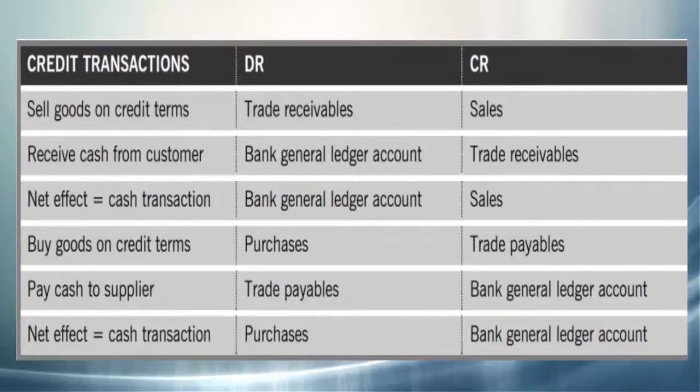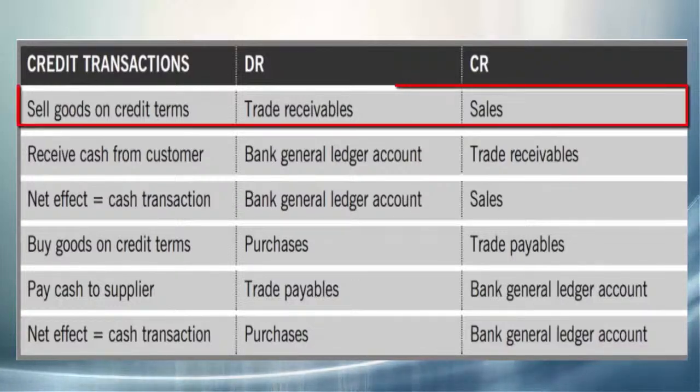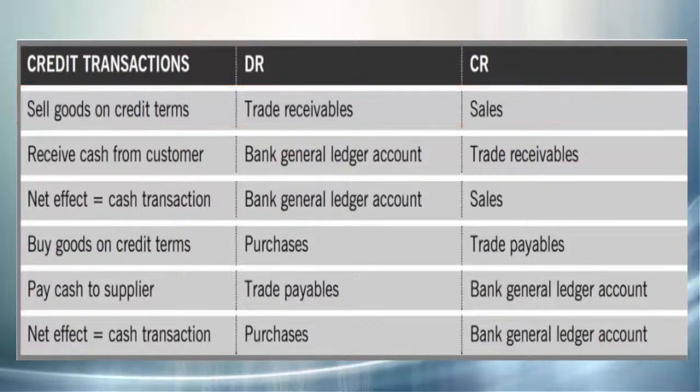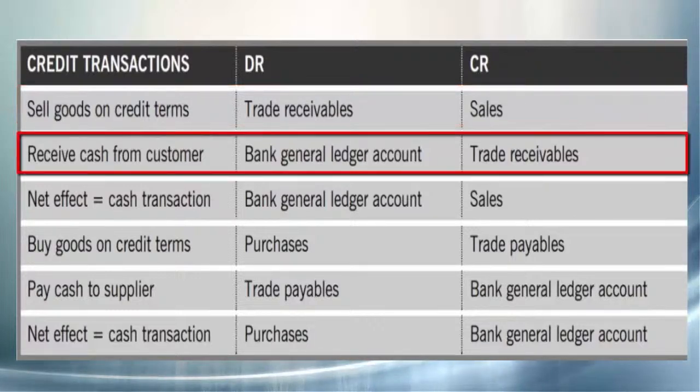Example 1. Selling goods on credit. What happens? A business sells goods to a customer on credit, meaning the customer will pay later. For example, if a business sells goods worth $1,000, income, sales increases, so the sales account is credited. Assets, amount owed by the customer, increase, so the trade receivables account is debited. Entry in the ledger accounts. Trade receivables account, debit $1,000. Sales account, credit $1,000.